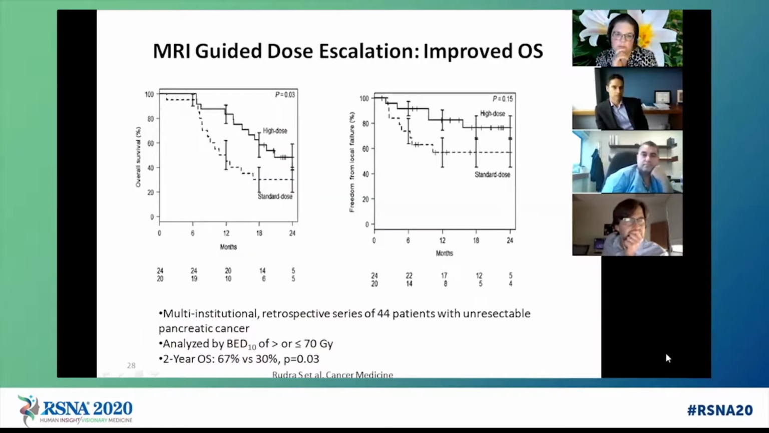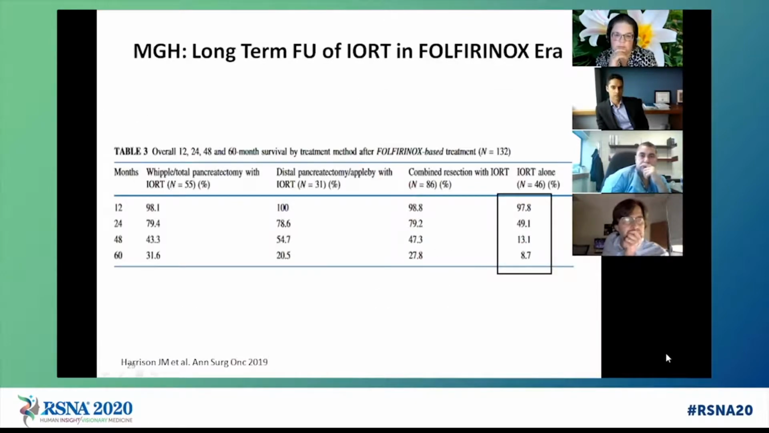And this is some newer data from a multi-institutional retrospective series of MRI-guided pancreatic SBRT, also with a cut point of 70 gray, showing an overall survival benefit. And this is just the MGH experience, also a different form of dose escalation, but with intraoperative radiation administered, showing 5-year survivals of 8.7% with just dose-escalated radiation alone in the absence of surgery.